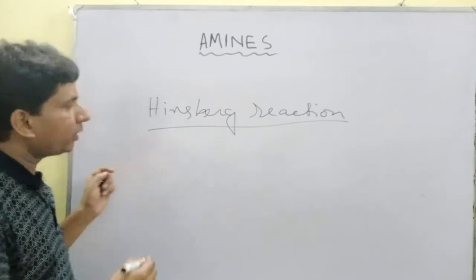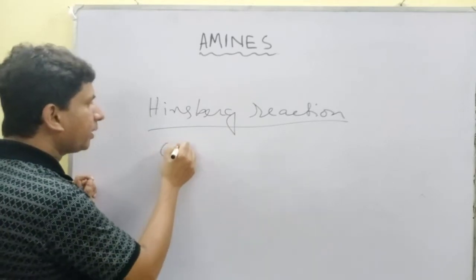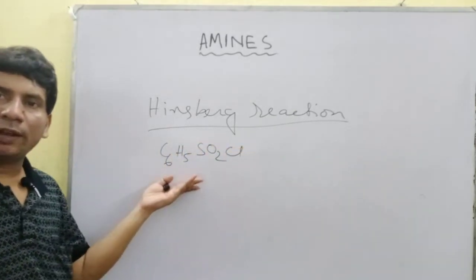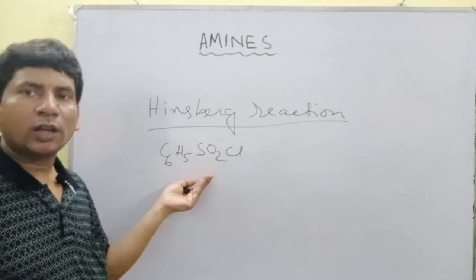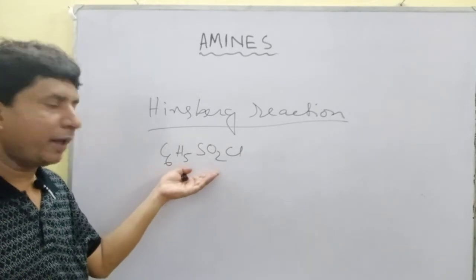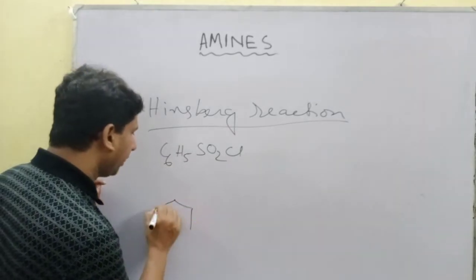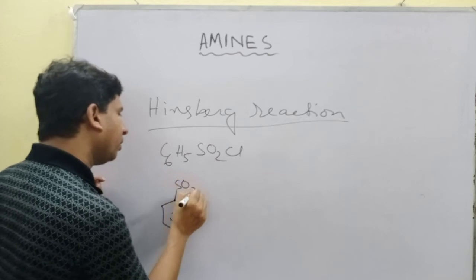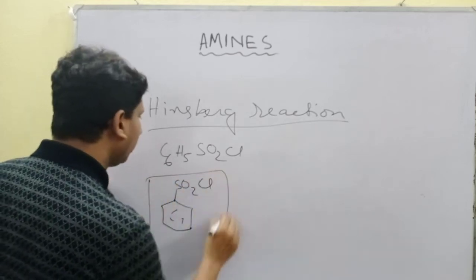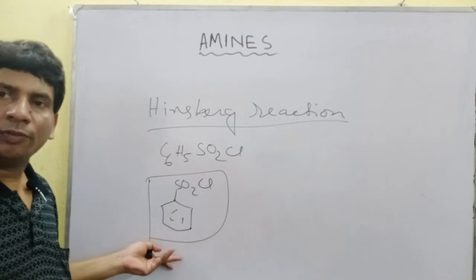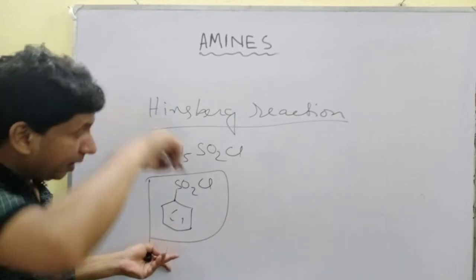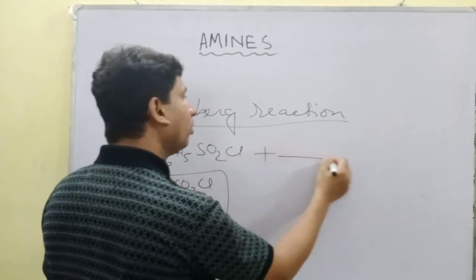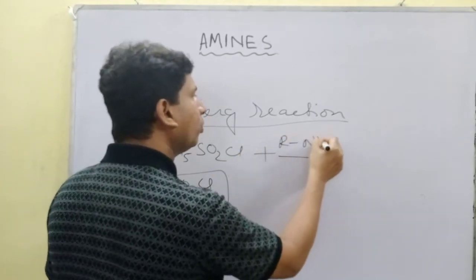So what is the Hinsberg reaction? The reagent is C6H5SO2Cl, benzene sulfonyl chloride. This is the benzene, the structure is like this. This is the reagent of the Hinsberg reaction, very important. And using this we can react with RNH2.